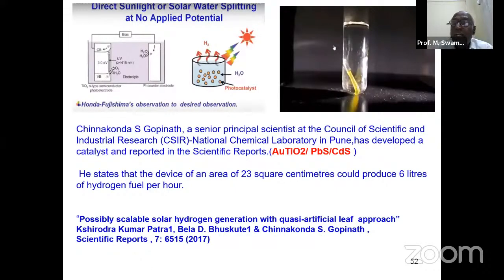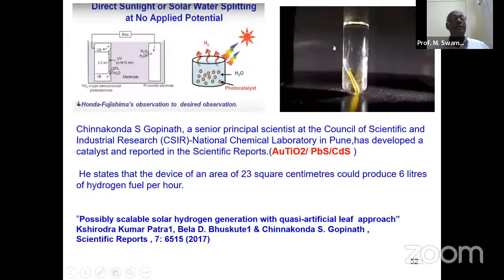So with this catalyst, he stated that a device area of 23 square centimeters could produce so much hydrogen fuel per year. Actually, this is the paper he reported in Scientific Reports. And this is very good research.